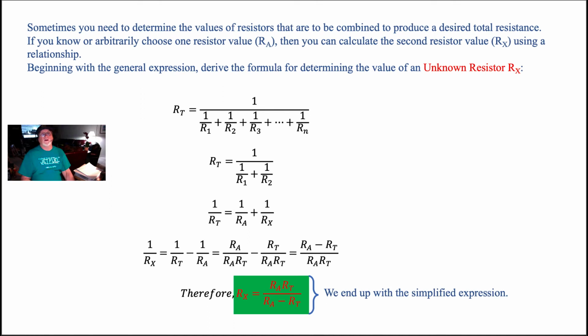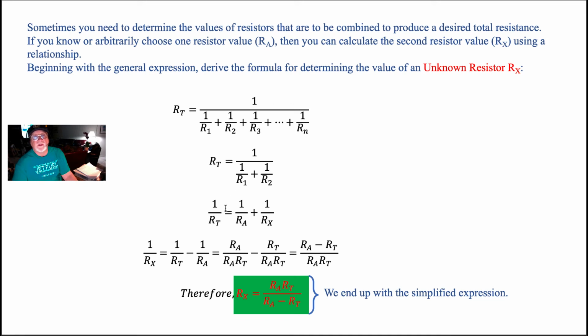In the last one, what we want to do is take a look at what we determined from early on, where we can use one to solve for the other. In this case, we're going to identify R1 and R2 as X and A. X will become some unknown we're solving for, where we know some value of the resistance A. Sometimes you need to determine the values of resistors that are to be combined to produce a desired total resistance. If you know, or if you want to arbitrarily choose one resistor as R sub A, then you could calculate the unknown second resistor value R sub X by using, again, the general expression, which we simplify to two resistors, R1 and R2. In this case we're going to call R1 R sub A and R2 R sub X.